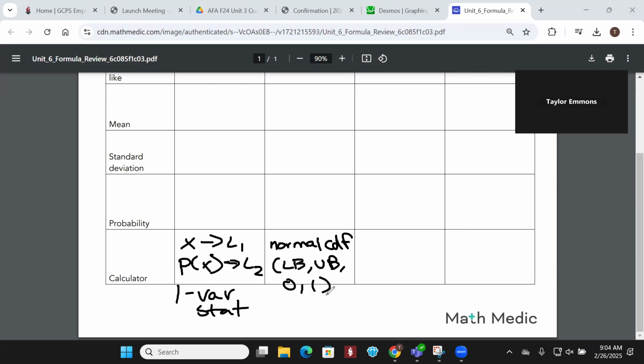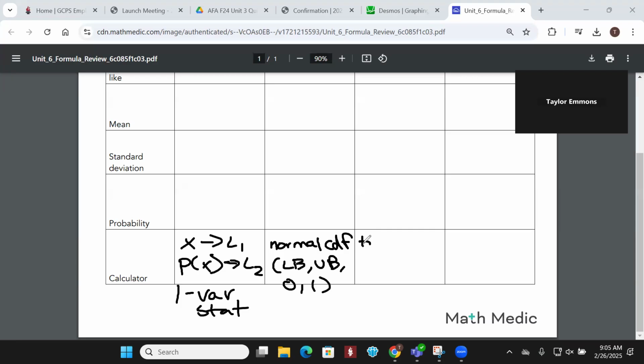Yeah? Good. If they give you a mean and a standard deviation, you put in whatever the mean and standard deviation are. I forgot how to figure out the standard deviation on the calculator. Every time I try to type it in, it does not do it right. Okay, let's take a look at one of the example problems in a second.